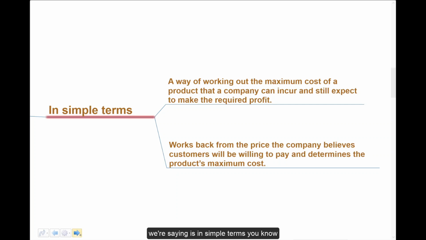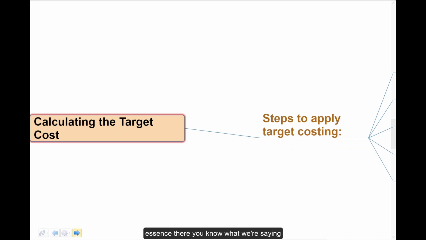Really what we're saying, in simple terms, is it's a way of working out a target cost. What it suggests here is the maximum cost a product can incur and still expect to make a required profit. And indeed, the second branch here talks about working backward from the price that we believe the customer will be willing to pay and determining the maximum product costs. In essence, a target cost is something that can be established using a set of steps.